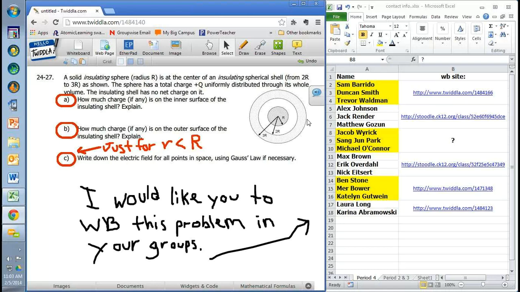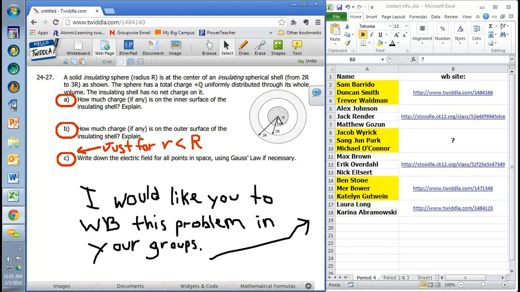charge of 0. Okay, so what I would like you to do in this first part is answer part A, part B, and then for part C, I just want you to figure out what the E field is for this insulator inside the middle part. That's why it says little r is less than big R. So inside of that. Okay. Any questions before I let you go?